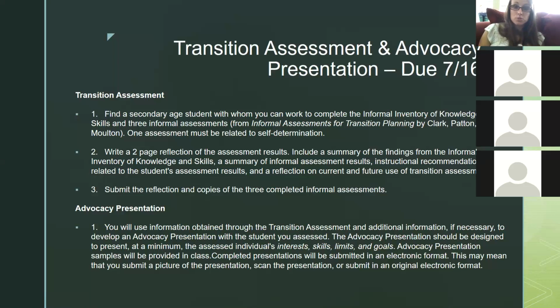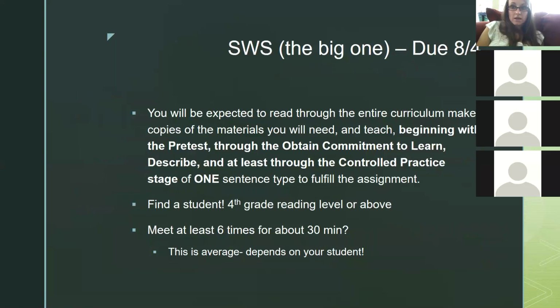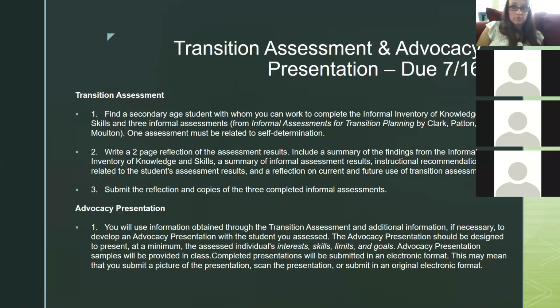It doesn't have to be super expensive, just enough that you're covering everything described here in this list and hitting on interests, skills, limits, and goals. Okay, so that is the assessment and advocacy presentation. And then you'll submit that on Blackboard just as a PowerPoint or a Prezi format. Any questions on that one?